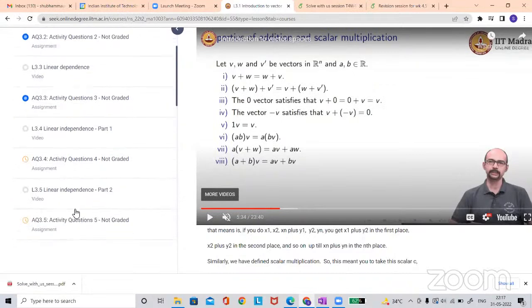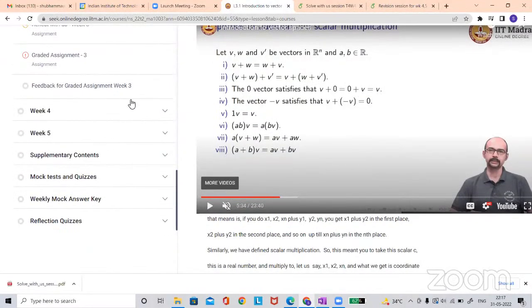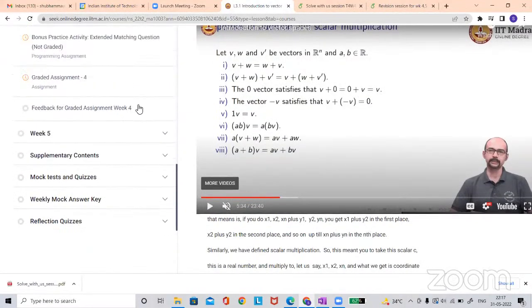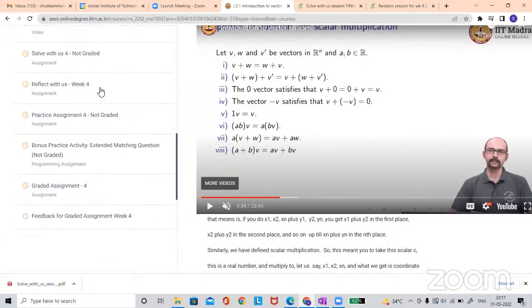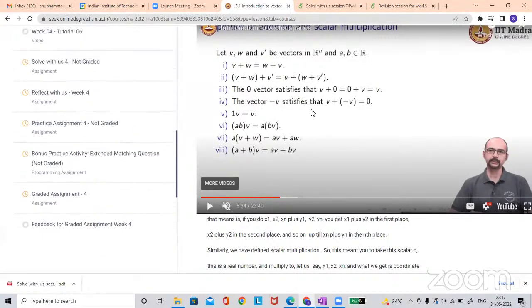Sir, kindly discuss the rank of the matrix, the rank of the vector space. Sir, I have two doubts in that. Okay, so I will check with the team on this one.